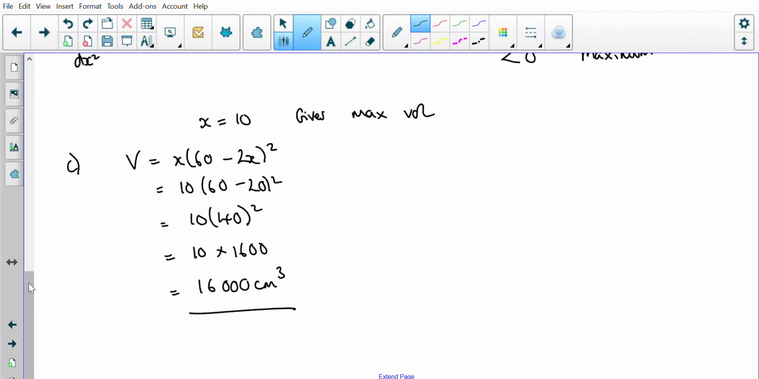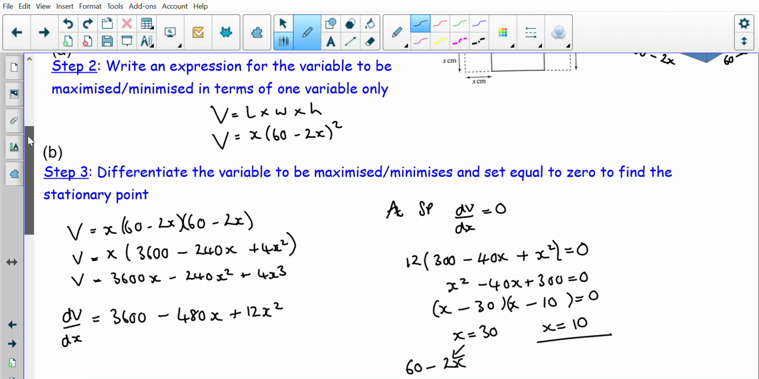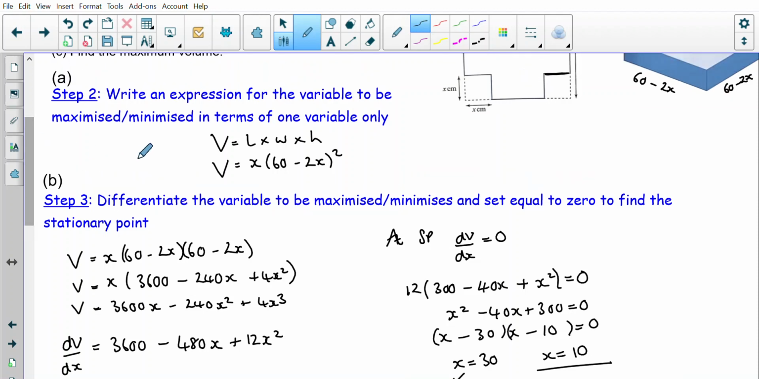Okay, so this was a reasonably straightforward example because when we found our expression for volume, it was already just in terms of one variable x. So we're going to have a look at an example where that isn't the case now.